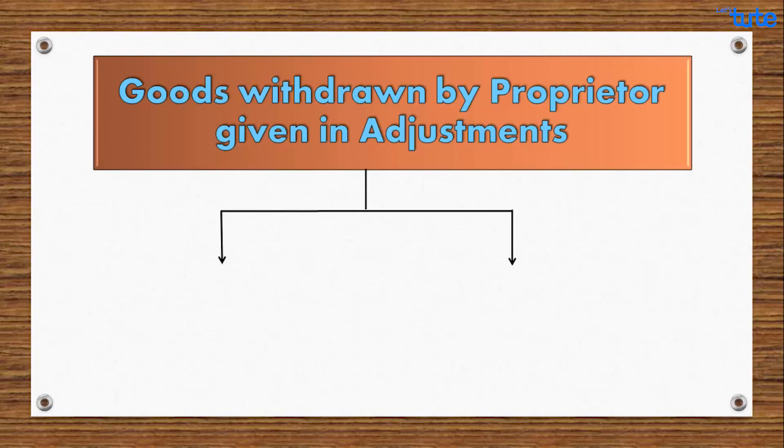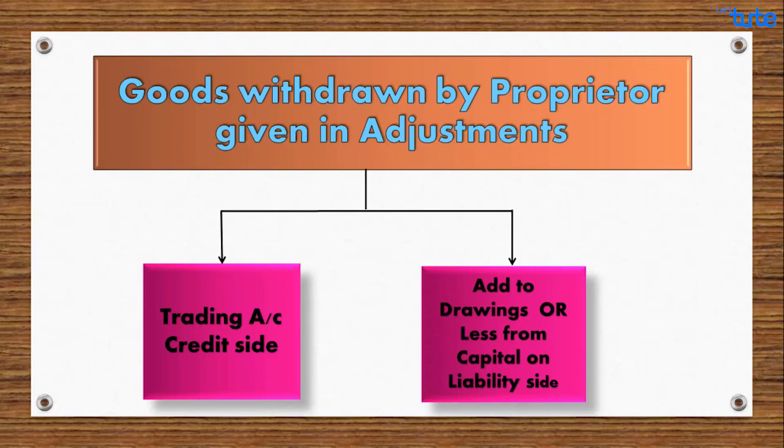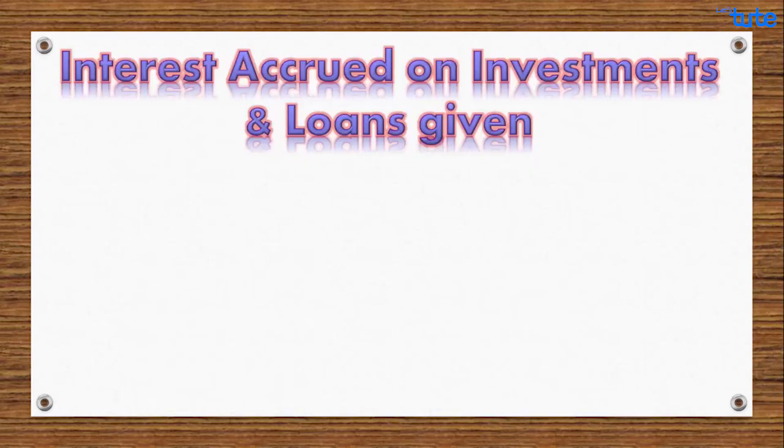When it is given in adjustments, the two effects are credit side of trading account, again at cost of goods, and add to drawings, or we can say deduct from capital on liability side, as ultimately drawings are deducted from capital. Moving ahead to interest accrued on investments and loans given.